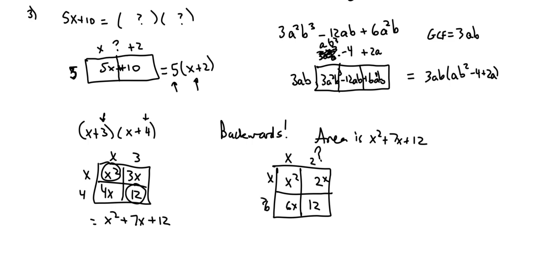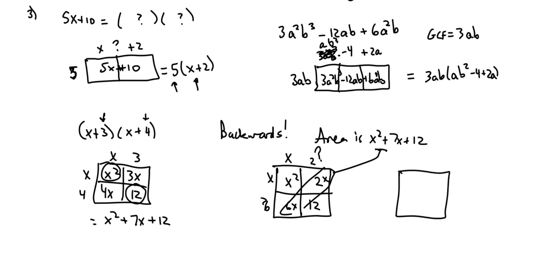But let's see, 2x plus 6x don't add up to my x squared plus 7x plus 12. These two terms have to add up to 7x. So that doesn't work out, so I'm going to try it again.